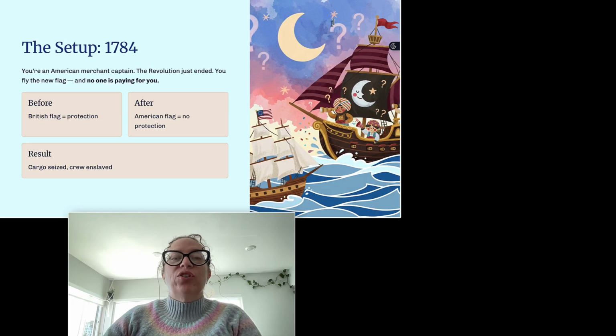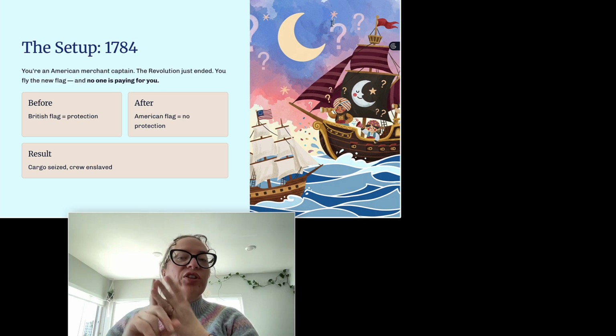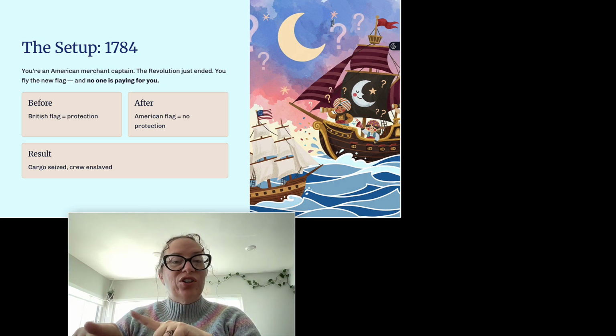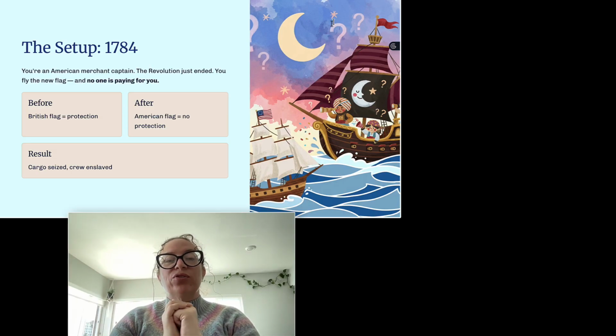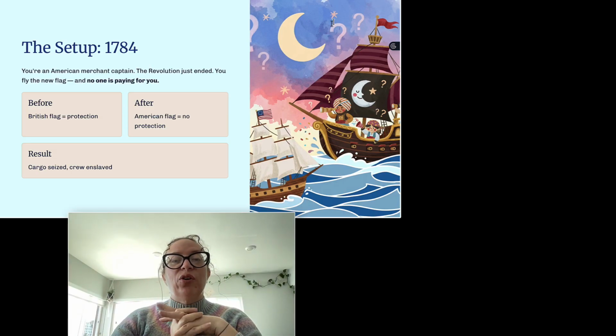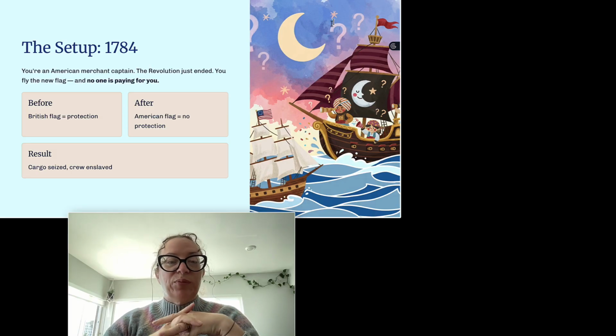Within an hour, your cargo is gone, your crew is in chains, and you're being marched into a North African port as a slave. The Barbary pirates have been running this operation for over 300 years. Spanish ships pay them off, French ships pay them off, British ships pay them off, everyone pays them off. And now you're not British anymore, you're American, which means no one is paying for you. This is where our story begins, and it's also, believe it or not, where a fundamental statistical problem begins.